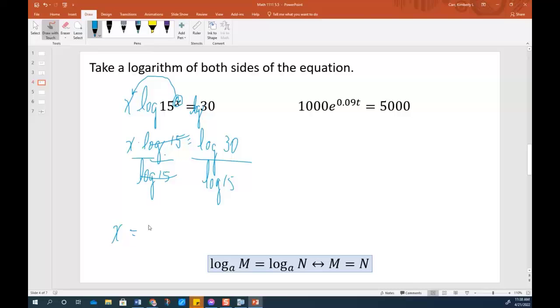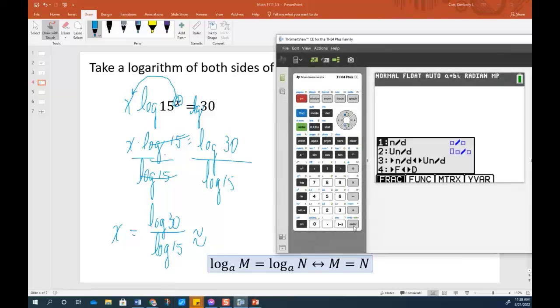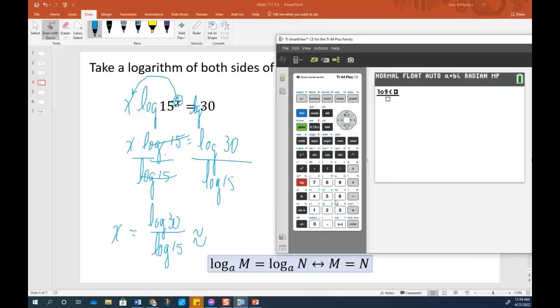So x is equal to log of 30 divided by log of 15. Now from here, this is an exact answer, but we could get a decimal approximation on the calculator. So alpha y equals enter, and I can do log of 30. Now it's going to automatically open parentheses. You should close them. And then I put it over log of 15 and close my parentheses again.